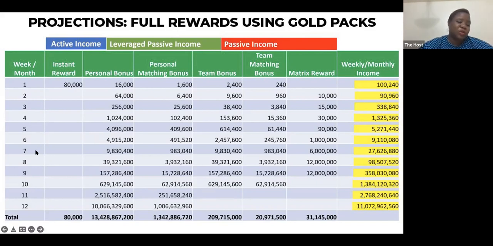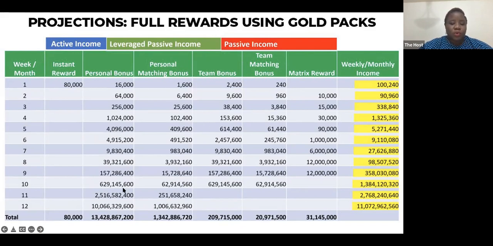Dubai is a place that somebody should be going to every quarter. Because if you go to Dubai every quarter, you will be seeing new things. Dubai is just a place that you don't want to be out of touch with. So this forms the income potential of what is available with using the gold pack.